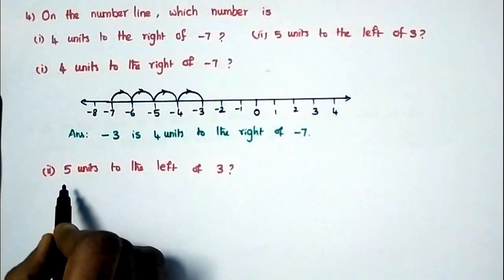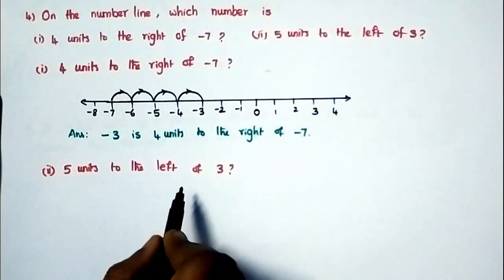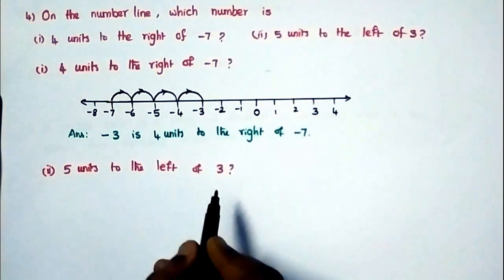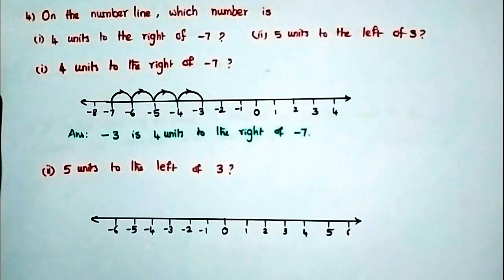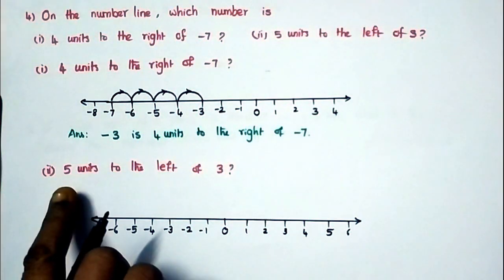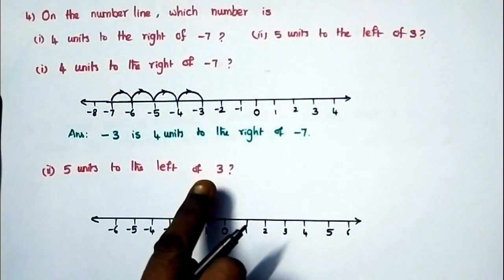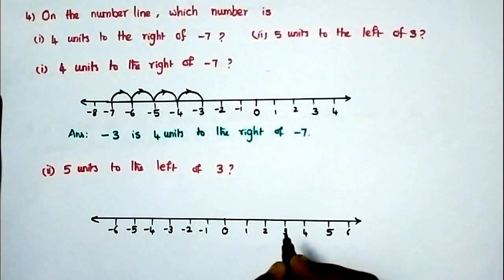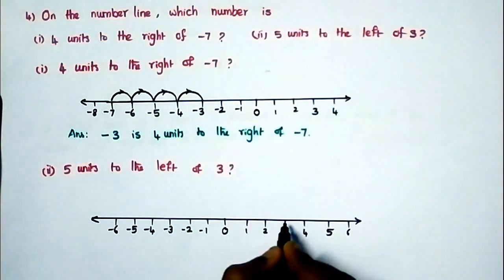Now next subdivision, 5 units to the left of plus 3. Same procedure, draw the number line and listen, 5 units to the left of plus 3. Here only plus 3. From here move 5 units left.